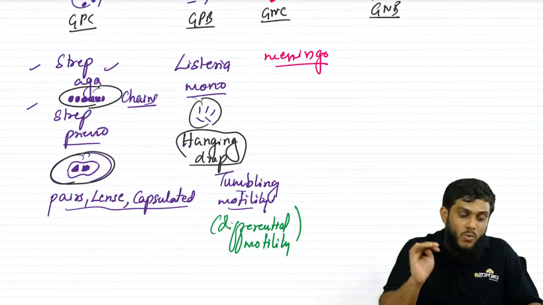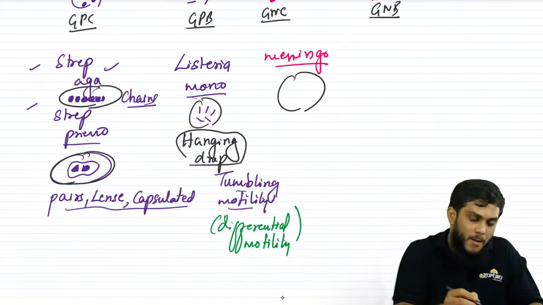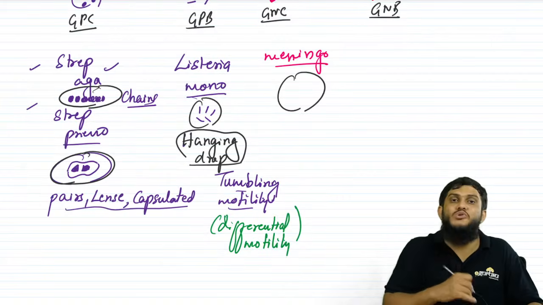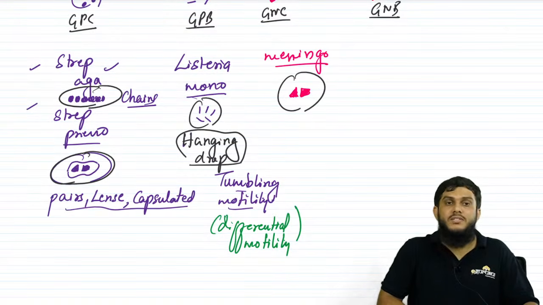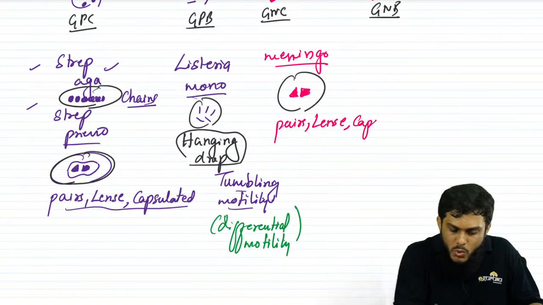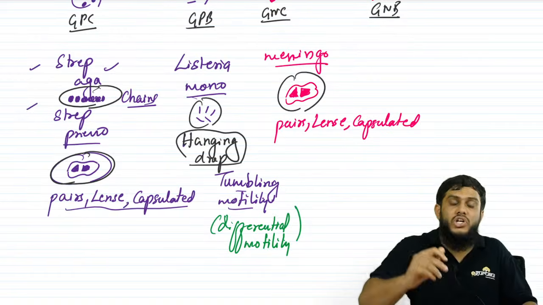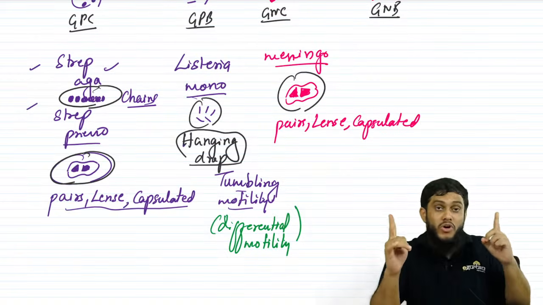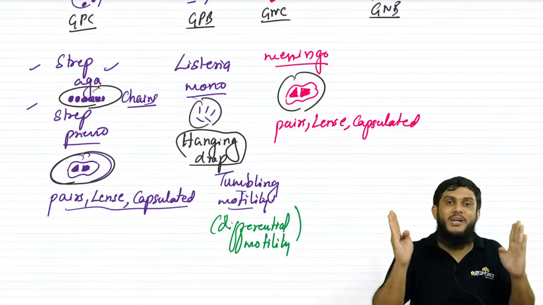But still, what is the arrangement or microscopic findings to say it is meningococcus? We know that meningococcus is similar to pneumococcus. Meningococcus is also arranged in pairs. Second, meningococcus is also lens shaped, and meningococcus is also capsulated, right? We can see a halo-like structure surrounding the cocci. So see pneumococcus and meningococcus. Both are arranged in pairs, both are lens shaped, and both are capsulated.